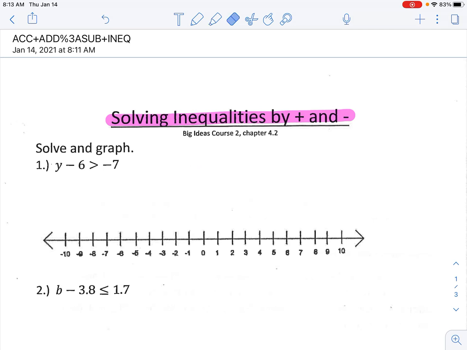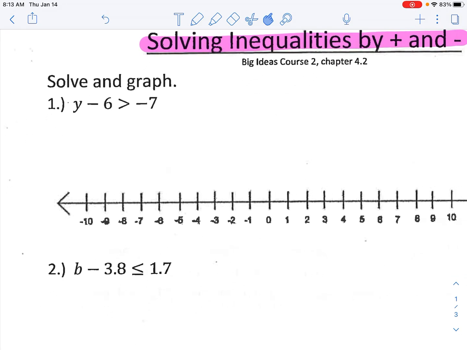All right, so our first one says solve and graph. y minus 6 is greater than negative 7. So we're going to find our inequality sign and draw our mirror. We're going to do the inverse operation. We're still trying to get that y all by itself, so we have to get rid of negative 6. I'm going to add 6 to the left and add 6 to the right. So y is greater than negative 7 plus 6, which is negative 1.